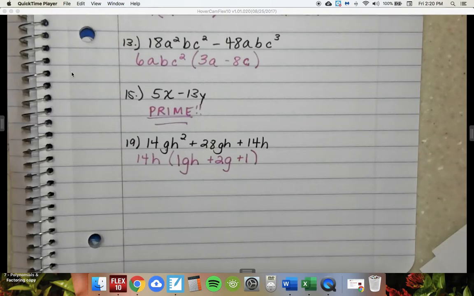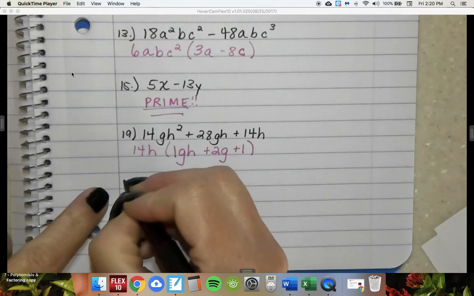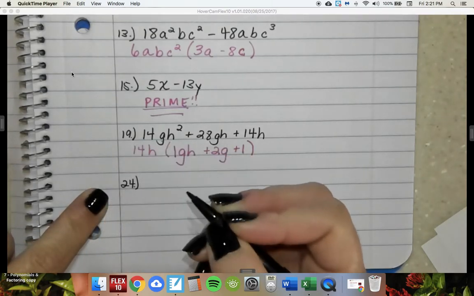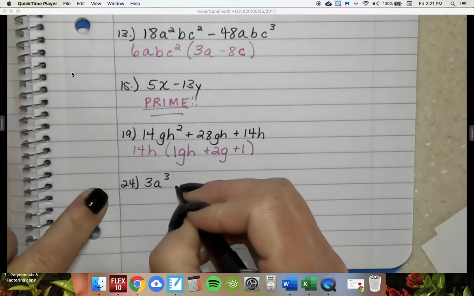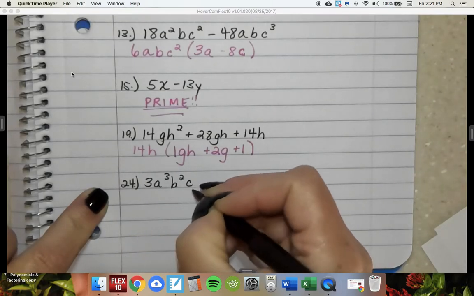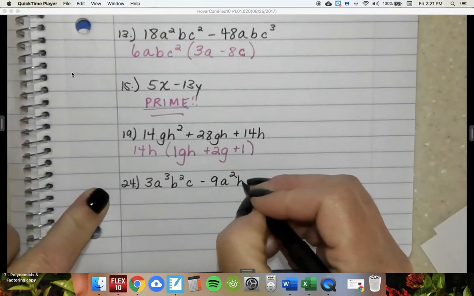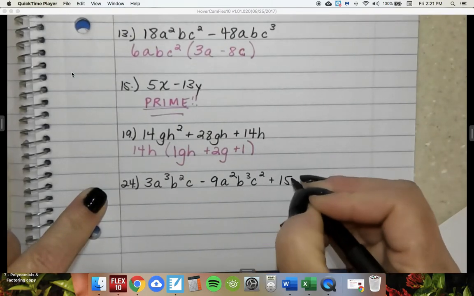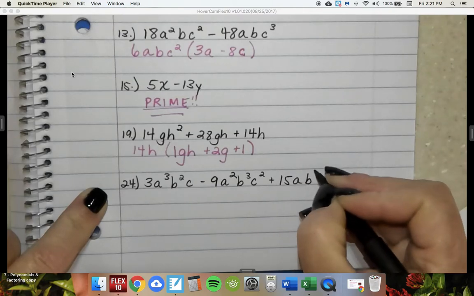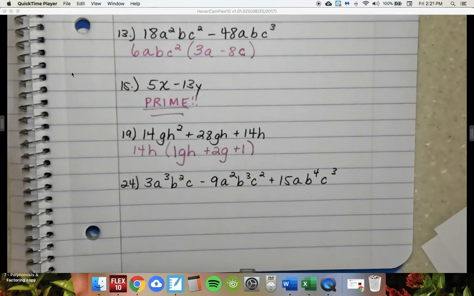Let's do one more. I'll pick the hardest one I see. How about that? And if you can stick with me on this one, I would say you're good to go. Let's do 24a to the third, b squared c, minus 9a squared, b cubed, c squared, plus 15a, b to the fourth, c cubed. Piece by piece. Don't let how it looks overwhelm you.